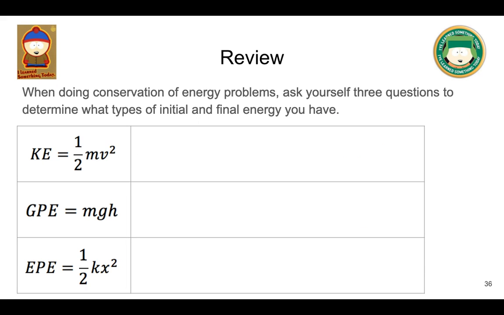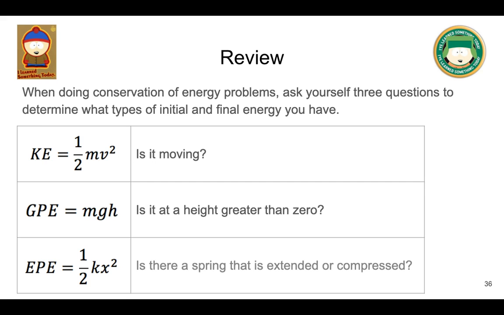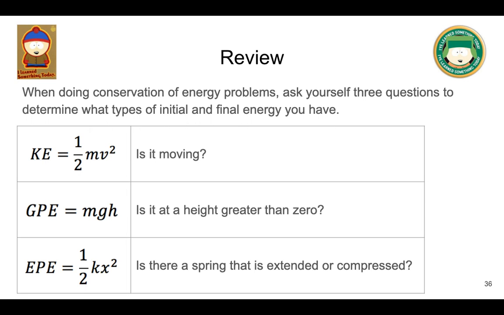So when you're doing these conservation of energy problems, you have to ask yourself three questions. What is the question you ask to determine if it has kinetic energy? You want to ask, is it moving? For GPE, if you're trying to figure out if your thing has GPE, look at your sketch and ask yourself, is it at a height greater than 0? And finally, EPE, look at your sketch and ask, is there a spring that is extended or compressed? So that's the end of the slides. Hopefully this was helpful.